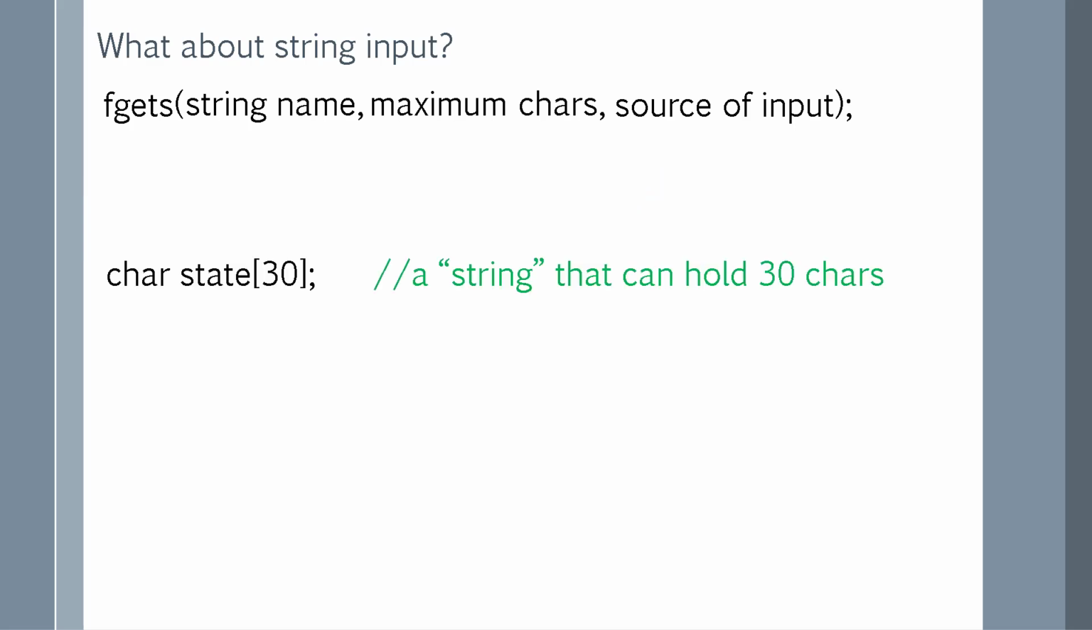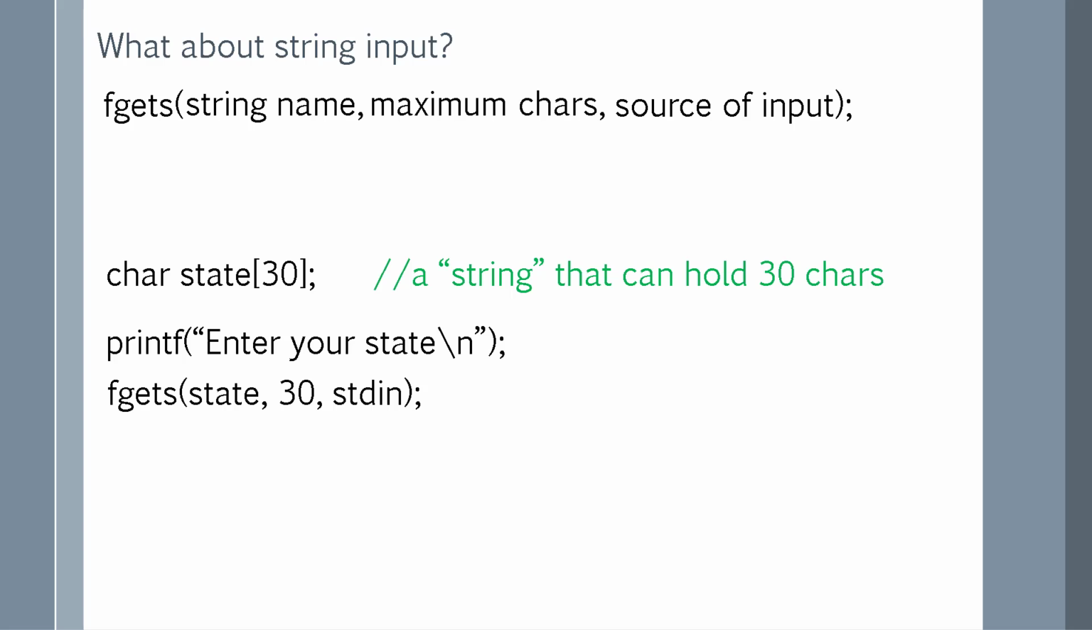So first we define a string. We're naming this one state, and we're telling the compiler that this string can hold as many as 30 characters. Then we'll prompt the user for their entry. Then we'll write the fgets statement. Notice that the first argument inside the parentheses is the variable name, which is state in this case. Next, we limit the user to 30 characters. Even if they want to, they can't go past 30 when typing in their entry. And the last argument is the word stdin, which is the source of the input.